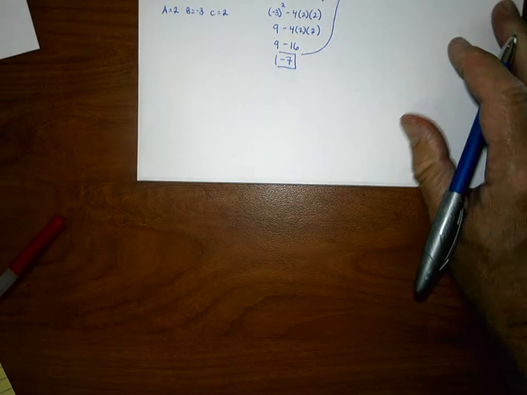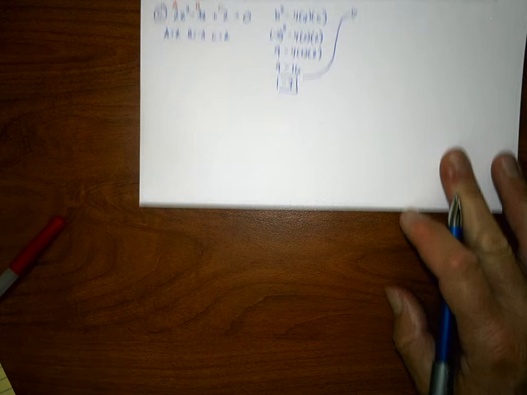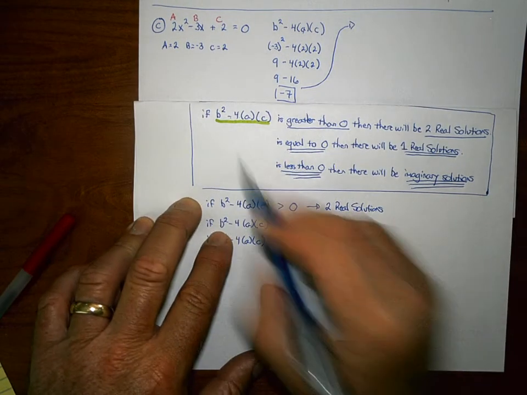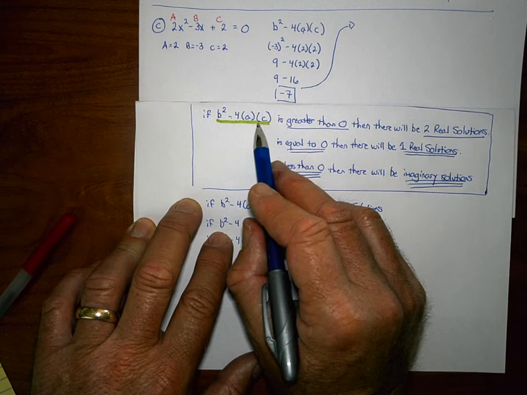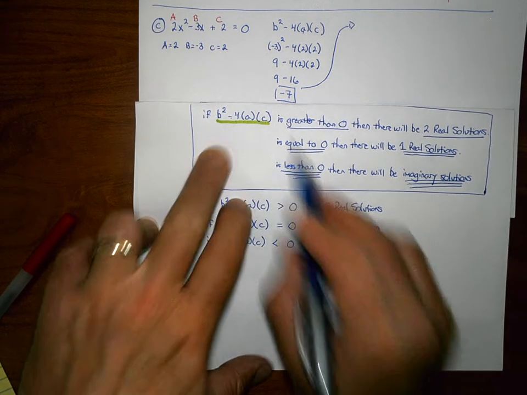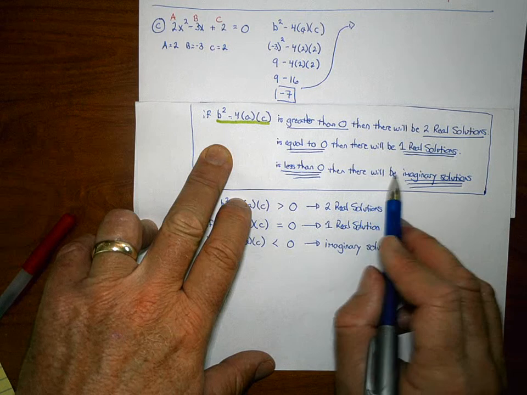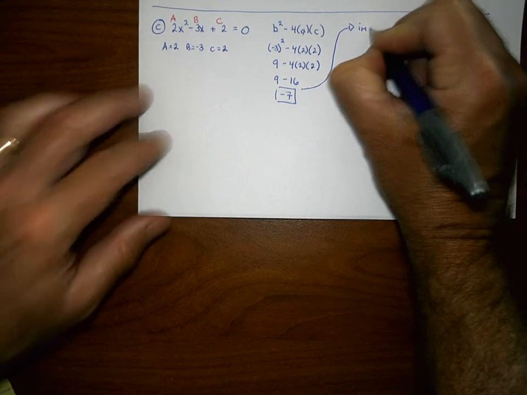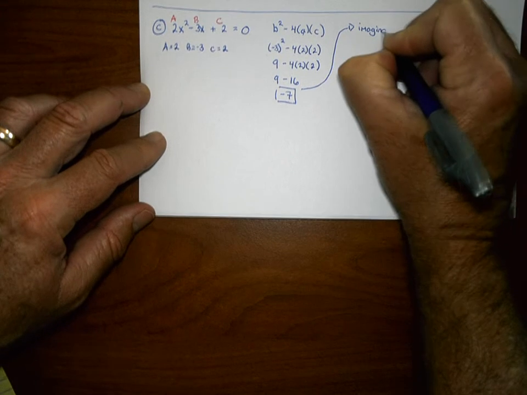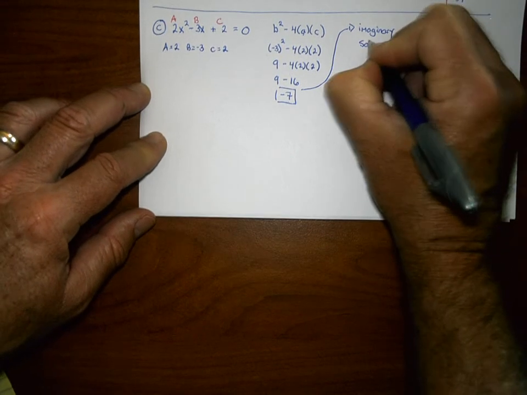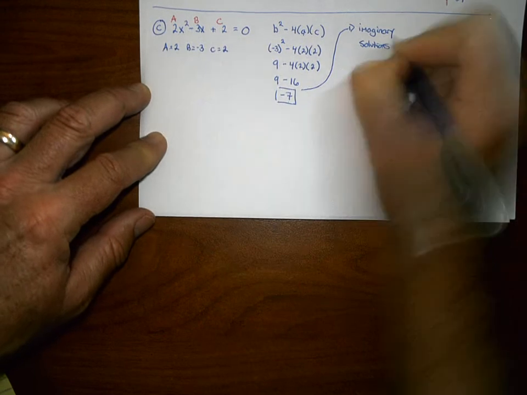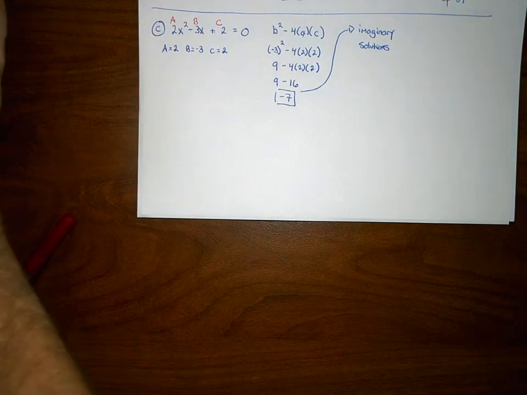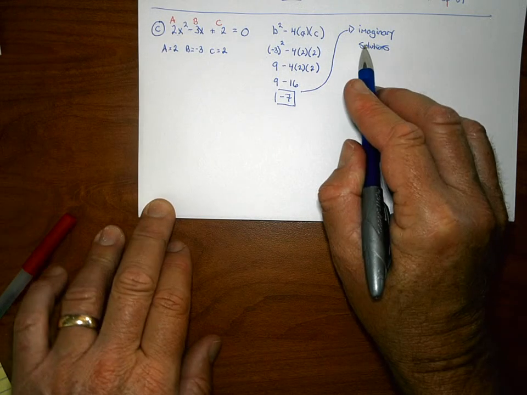So what does that tell me about my solutions when my discriminant is negative 7? You can see right here, if b squared minus 4ac, the discriminant, is less than 0, negative 7 is less than 0, there will be imaginary solutions. So this tells me that I'm going to have imaginary solutions to this equation. So that means next week when I work this equation out and find the answers, they will be imaginary solutions.